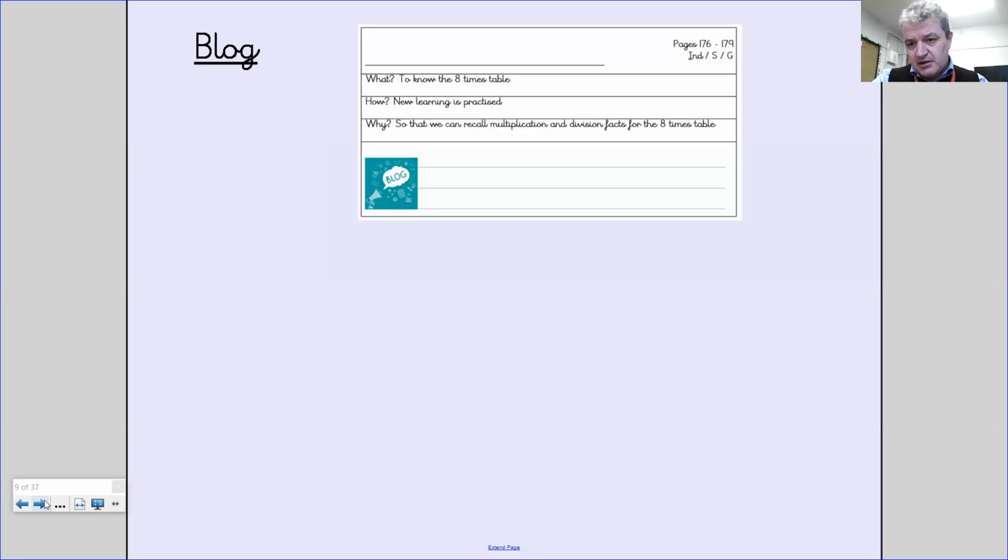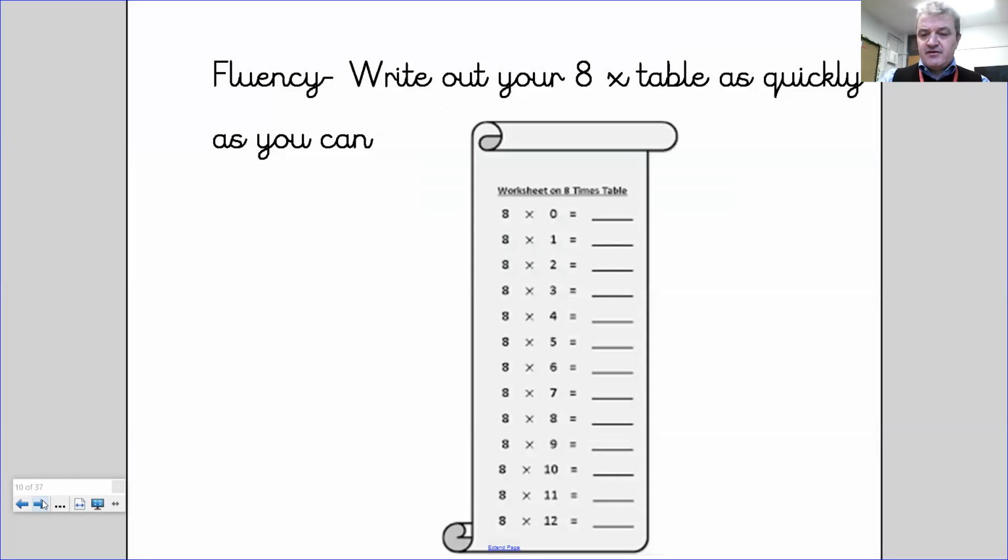Okay, so there's my blog. People in school will be putting it into their book. You can even write that down in your book if you want. Okay, fluency first. Could we quickly recall our 8 times table? Write it down in your maths book as quick as you can, remembering 0 times 8 or 8 times 0. Remember that that's 0. Write down the 8 times table as quickly as you can, please.